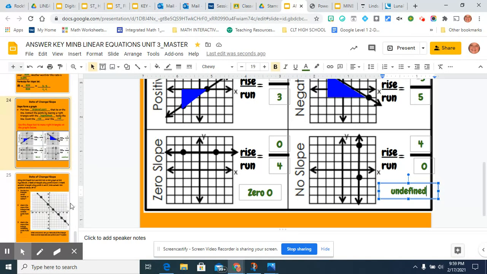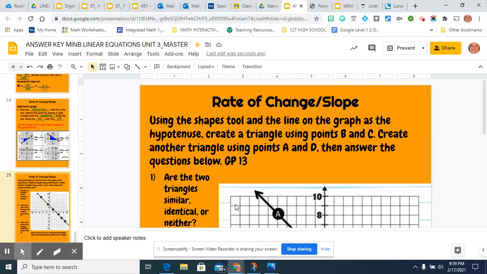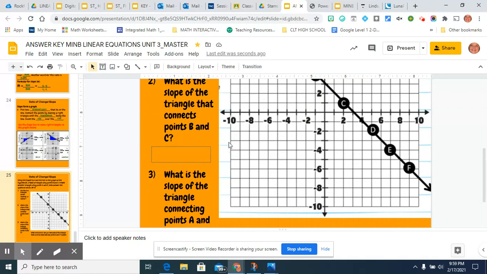So next you have to look at your guided practice problems on 25. And there's just 4 questions kind of based off this graph. And there's boxes in there for you to fill out for your answers. And that is how we're going to find slope from a graph.